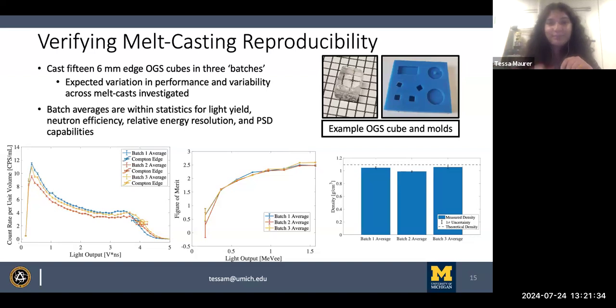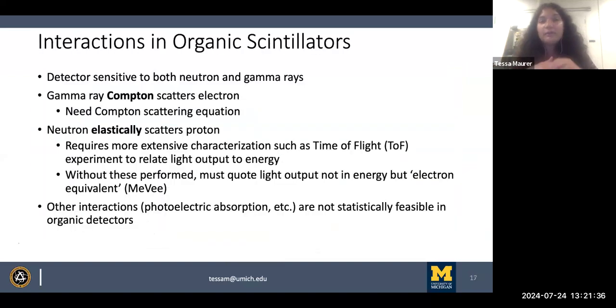so that was good. Now I'm going to talk a little bit more about just general physics of interactions in organic scintillators, right? So this might be a bit of review, so I apologize for that. But when I get into more of the characterization experiments we perform specifically, this will be really relevant. So it might be a good refresher either way. So our organic glass scintillators are sensitive to both neutron and gamma rays. I've mentioned that. But what does that mean exactly?